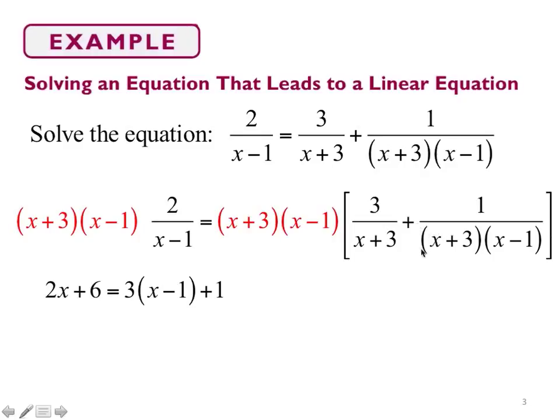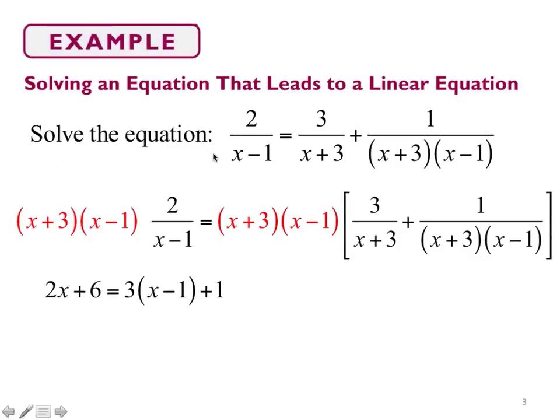And then if we look at this part, the x plus 3 is going to cancel with this x plus 3, the x minus 1 is going to cancel with this x minus 1, and we're just left with plus 1, okay? And we went ahead and distributed our 2 through on the left-hand side, so we have 2x plus 6 equals 3 times x minus 1 plus 1. So this obviously looks much, much nicer than the original equation.